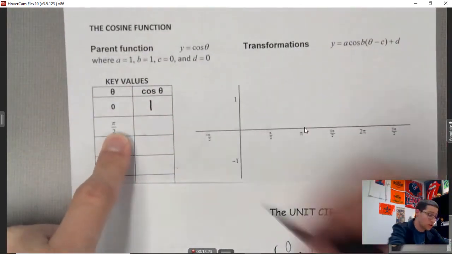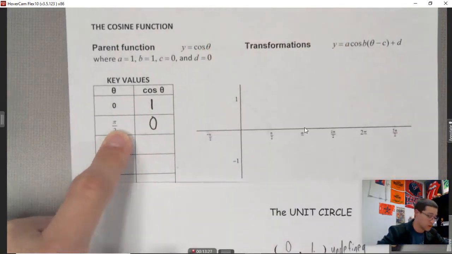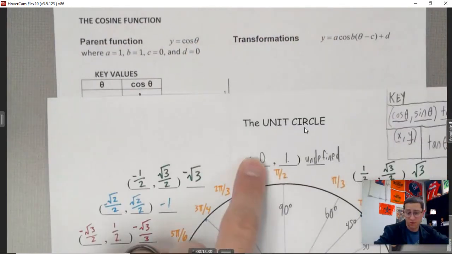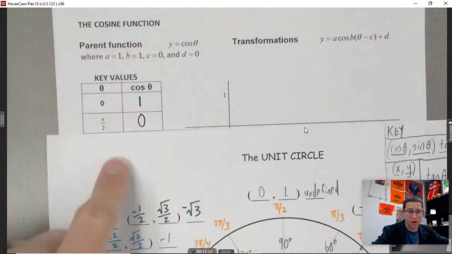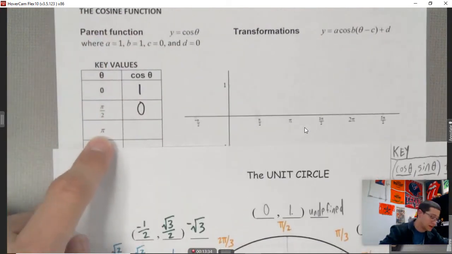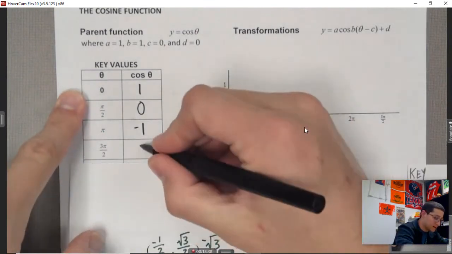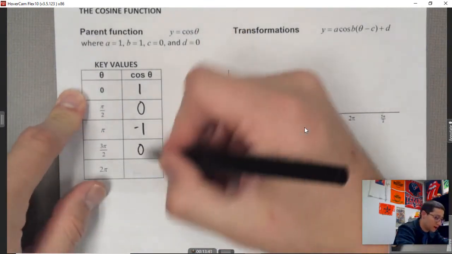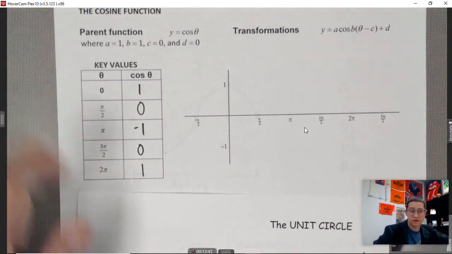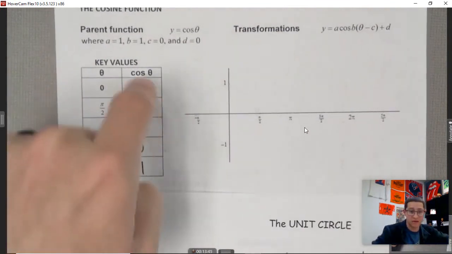Cosine of pi over 2. I'm looking at my unit circle here. Here it is. Pi over 2, cosine, there's that value. Okay, pi, that is going to go to -1. And then 3 pi over 2, that's back to 0. And then 2 pi, that's up here. Okay, so that 2 pi there, back to 1.